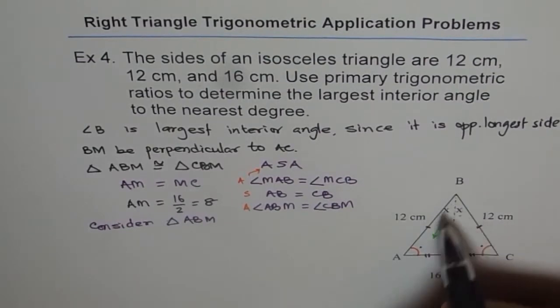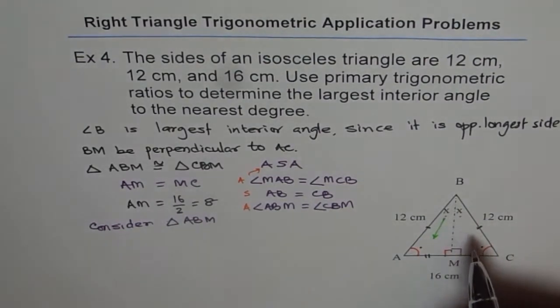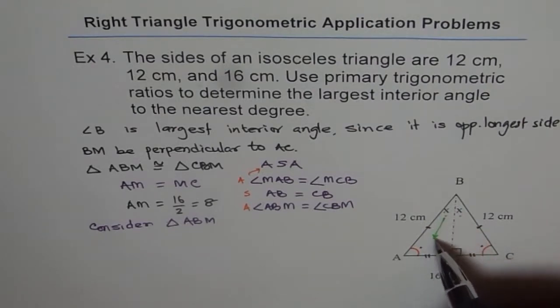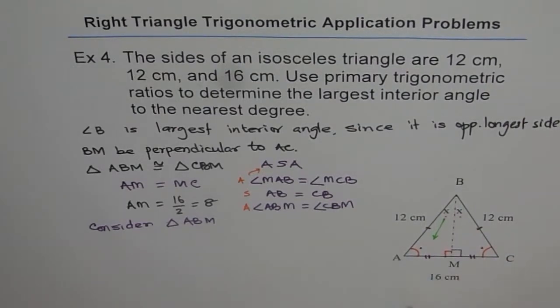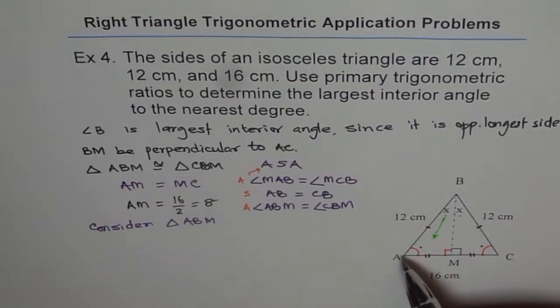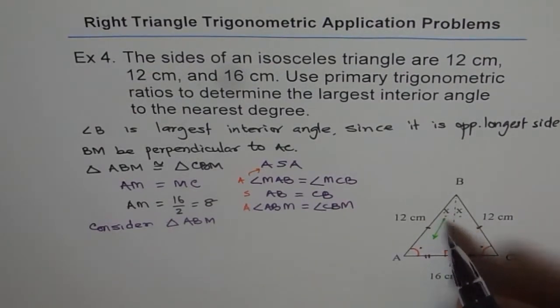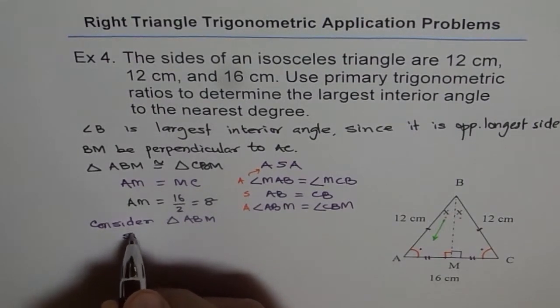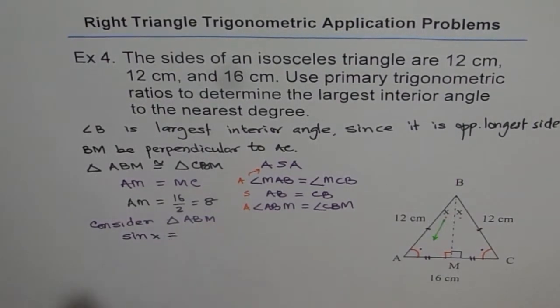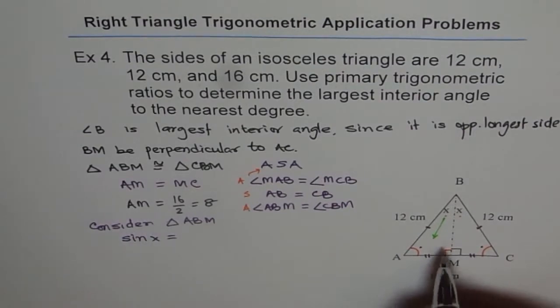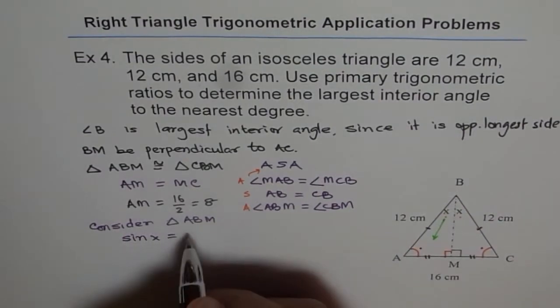So when you consider this triangle ABM, and when you look from this angle X side, which is the opposite side? AM is opposite, right? And AB is the hypotenuse, right? So the ratio of opposite to hypotenuse is what? It is sine of the angle, correct? So we get sine X equals AM over AB.